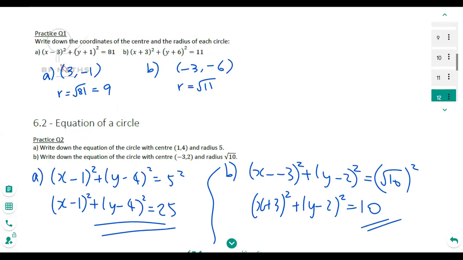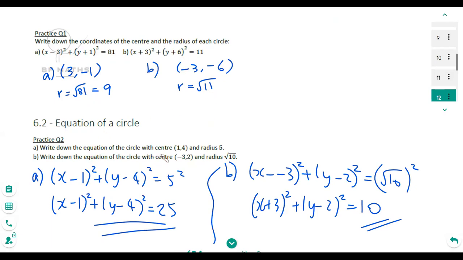Here are the answers. The center of the circle is (3, -1). Remember, the inside of the bracket has to be a minus. So if that's a minus, you just take this number out, 3. But if it's a plus, it's the opposite sign, so minus 1. The radius is the square root of the right number, 9, and that's minus 3, minus 6, square root 11.